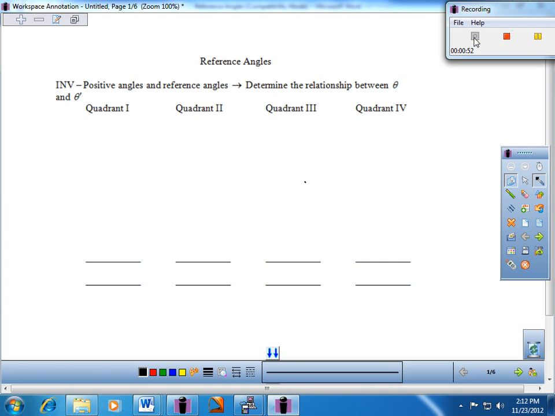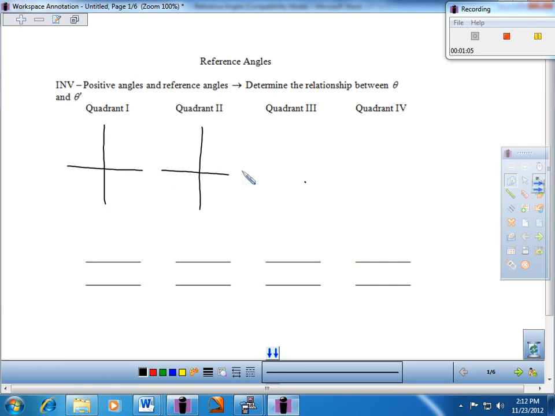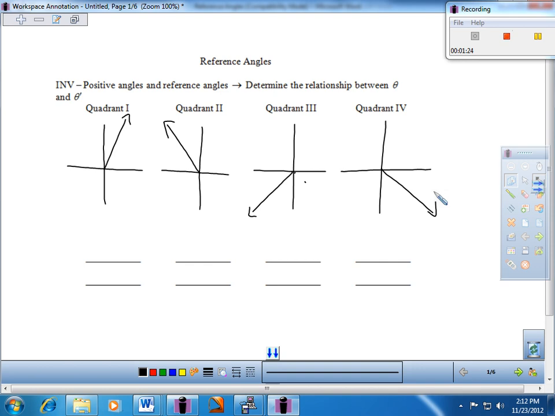It says positive angles and reference angles determine the relationship between theta and theta prime. Okay, good. So everyone, I think we've done this before, a lot of these sketches over this course. So let's get 4 coordinate planes squared away there. When you get an opportunity, just give me a quadrant 1 angle, quadrant 2 angle, quadrant 3, and then quadrant 4, just something like that would be fine.